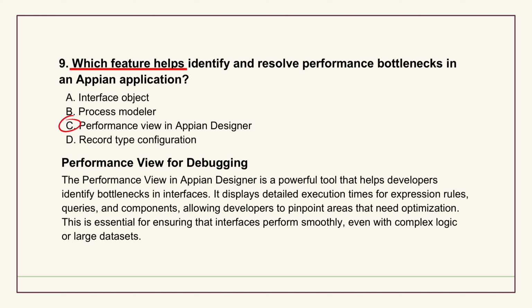And for processes? Similar idea. It shows the execution time for each node in the process model. You can see if one particular script, task, or integration call is taking way longer than everything else. So it takes the guesswork out of it. You see exactly where the time is being spent. Exactly. No more guessing. You get data. You see the bottleneck, whether it's a complex expression, a slow query, or an inefficient interface structure, and then you know exactly where to focus your optimization efforts. Invaluable tool. Key takeaway: Performance View is the go-to diagnostic tool for finding and fixing slow parts of your Appian app. Absolutely essential for optimization.